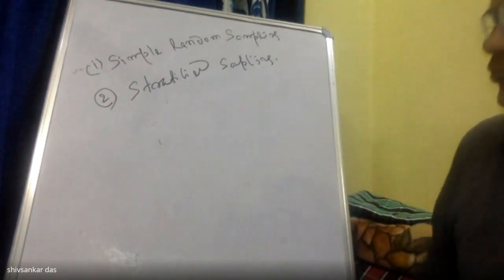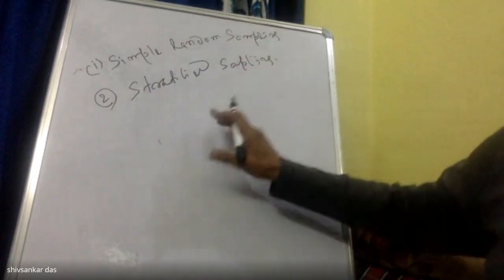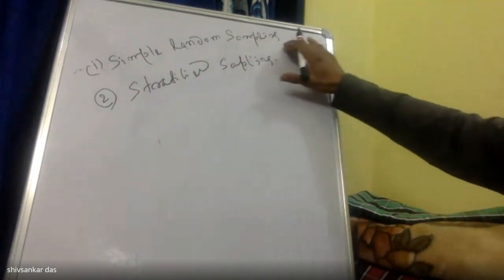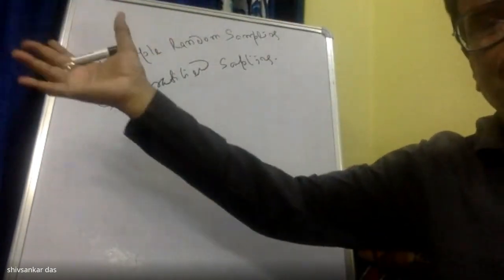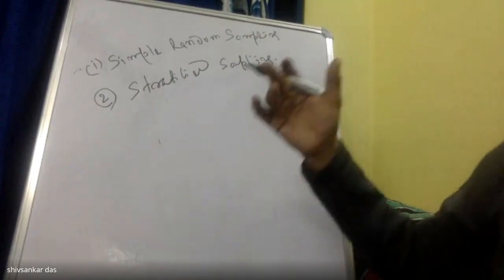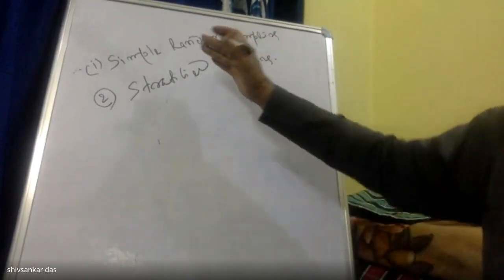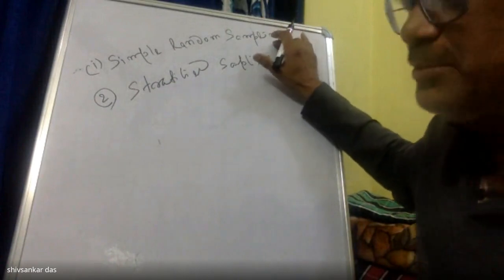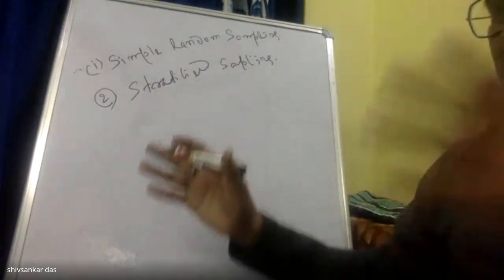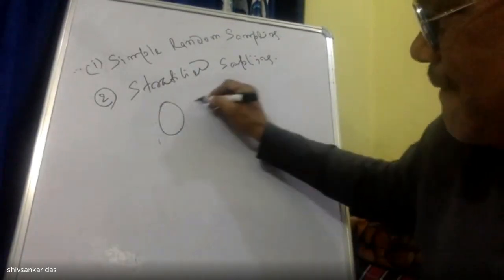Stratified sampling. Here, the population is heterogeneous in nature. Heterogeneous means many types: a large number of people, characteristics, attributes, and functionaries are there in this population. But in stratified sampling, we want to make each stratum.